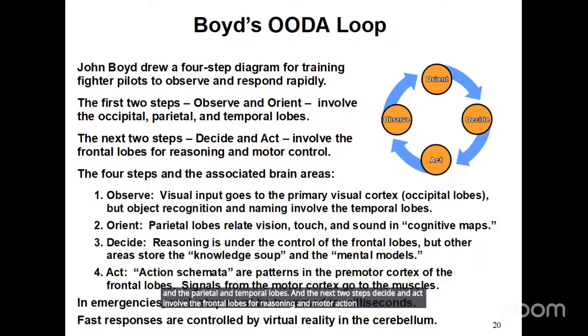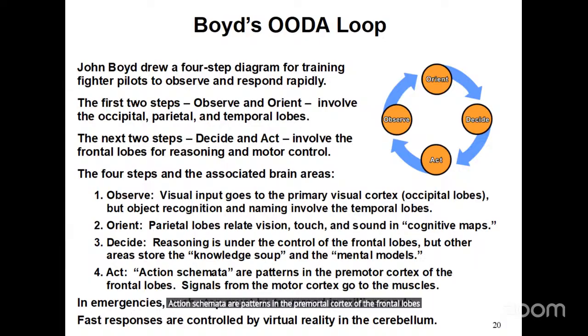And these four steps have associated brain areas. In the observe stage, the visual input goes to the primary visual cortex, the occipital lobes, but object recognition and naming involve the temporal lobes much deeper. The orienting arrives at parietal lobes, which relate vision, touch, and sound in cognitive maps. Then there's the decision stage, which involves the frontal lobes, but other areas store the knowledge soup and the mental models. And then finally we act, and the action schemata are patterns in the premotor cortex of the frontal lobes.